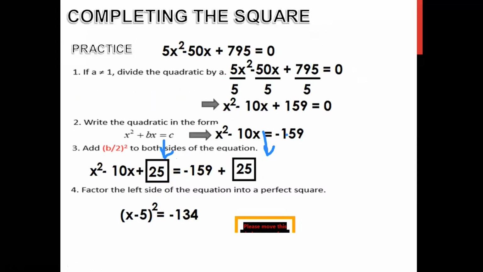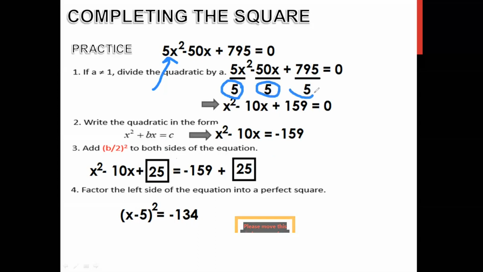Okay, another example of completing the square. Example number 2: we have 5x squared minus 50x plus 795 is equal to 0. In this example, our leading coefficient is 5. So take note, before anything else we need to divide the equation by 5. We divide every term by 5, so we get the equation x squared minus 10x plus 159.